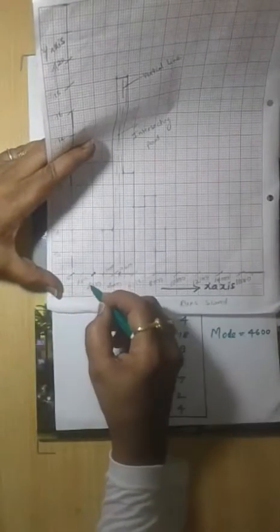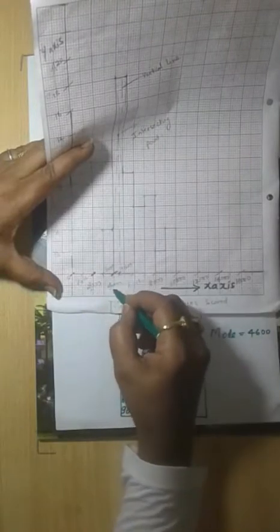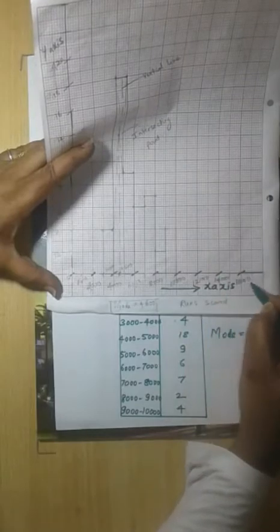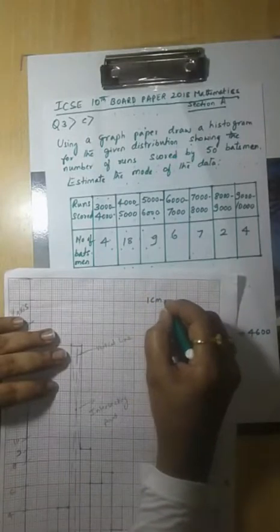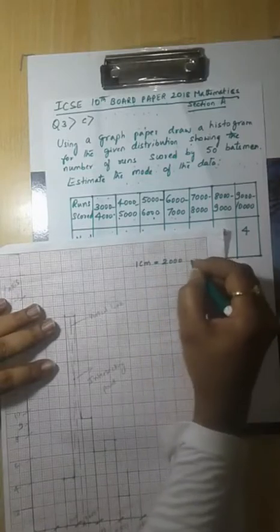In this direction we are taking the runs scored. Each 1 centimeter will be considered as 2000 runs. Similarly here 4000, 6000, 8000, 10,000, 12,000, 14,000 and 16,000. So here the scale will be 1 centimeter equal to 2000 runs.